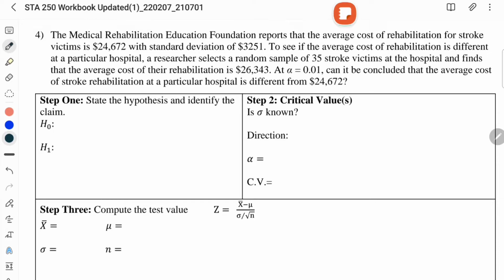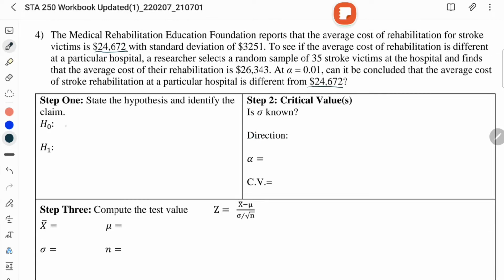Now remember, the null hypothesis states that there is no difference between a parameter, which is the population mean, and a value that represents the population mean, which is that specified value. Now the value that we're looking at is $24,672. Remember, the parameter is mu, and mu is the population mean.